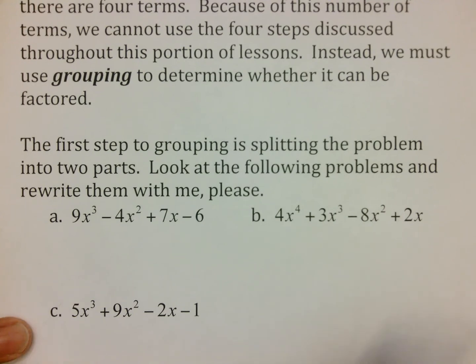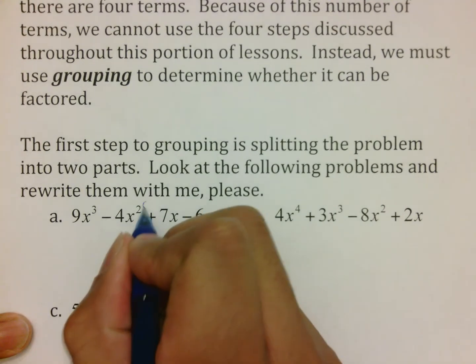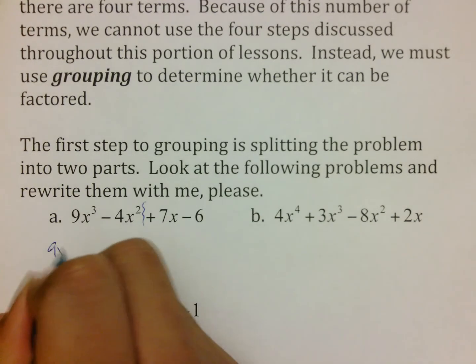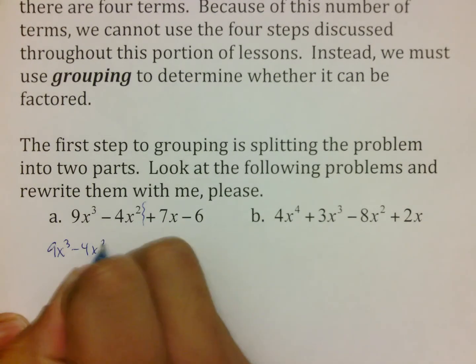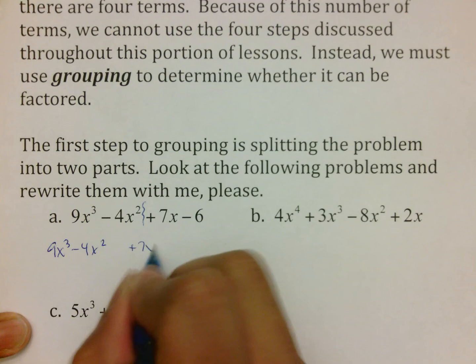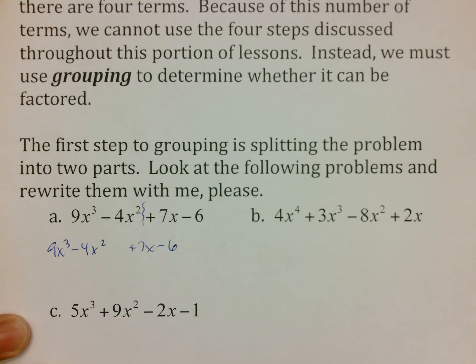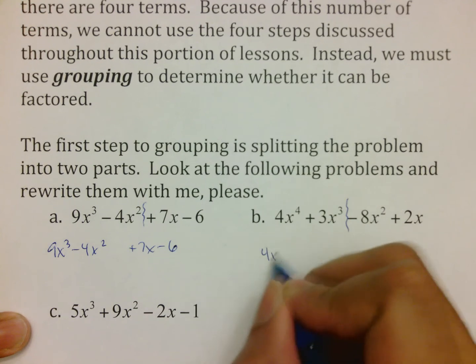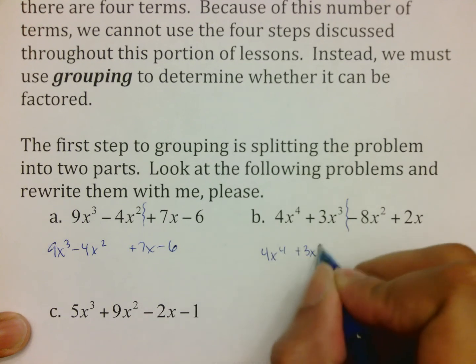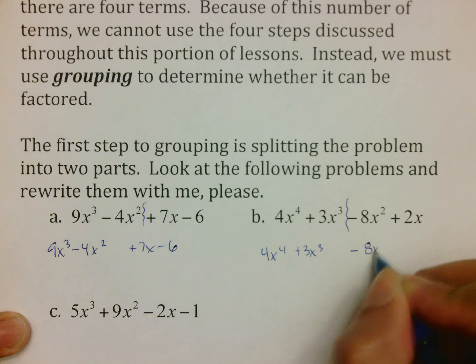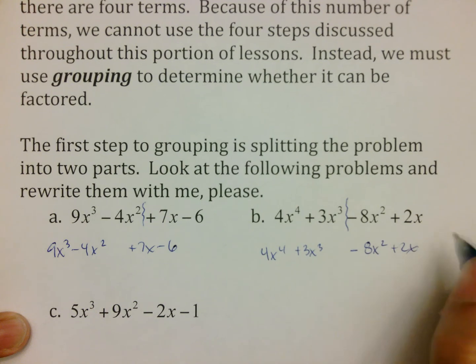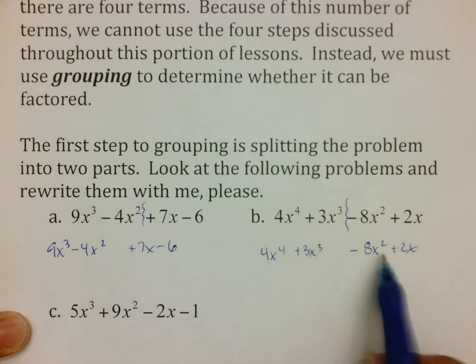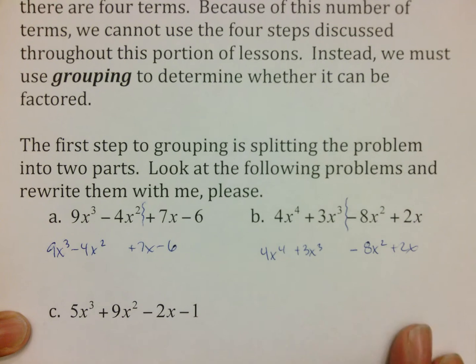So what happens when you do this is you split it in front of the sign, and you pretty much write 9x to the third minus 4x squared, and then plus 7x minus 6. Pretty much just splitting it into 2 groups. Alright? So on B, again, split it in front of the sign, and you're left with 4x to the fourth plus 3x to the third, and then minus 8x squared plus 2x. So again, visually separating these 2 things so that I see it as 2 separate problems.